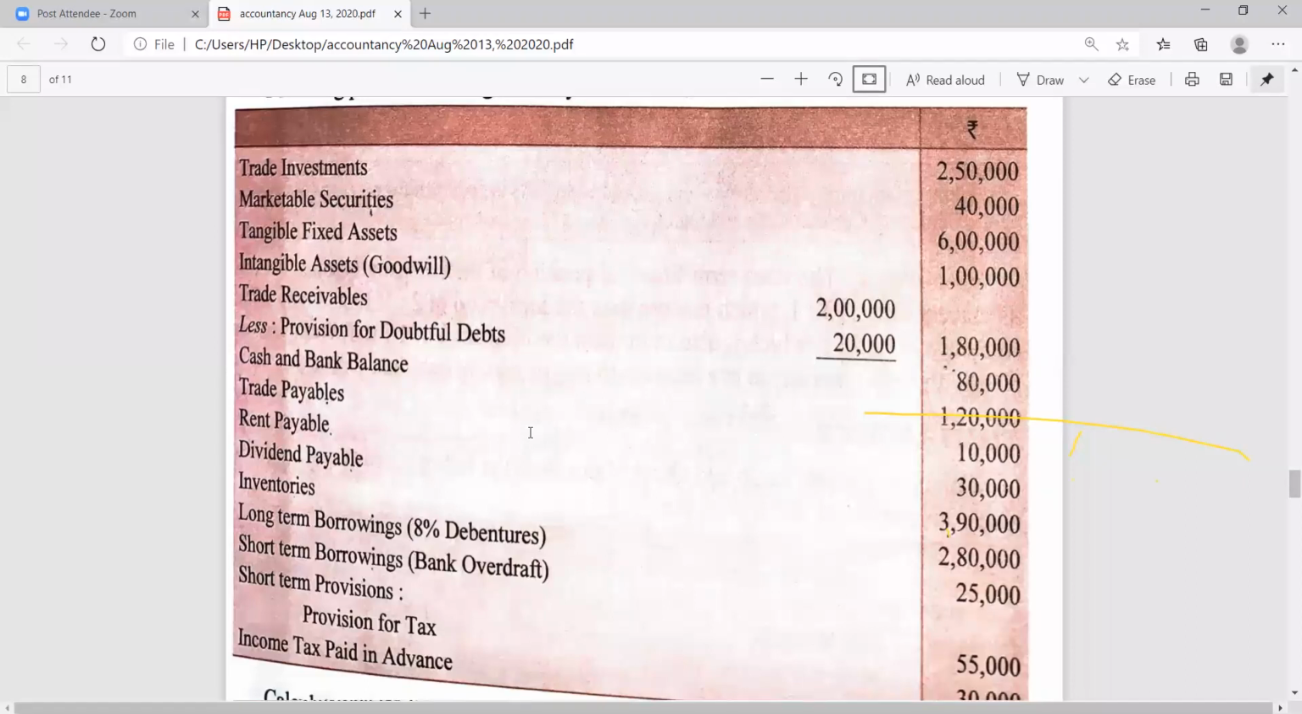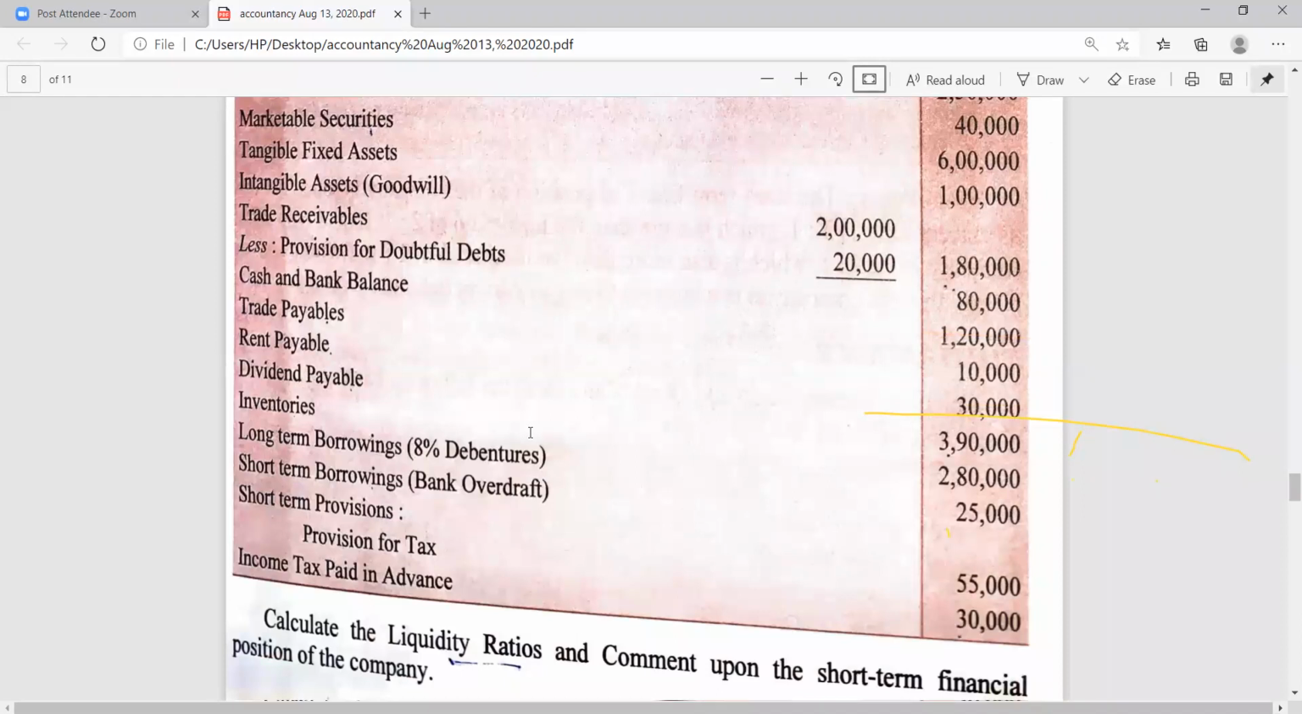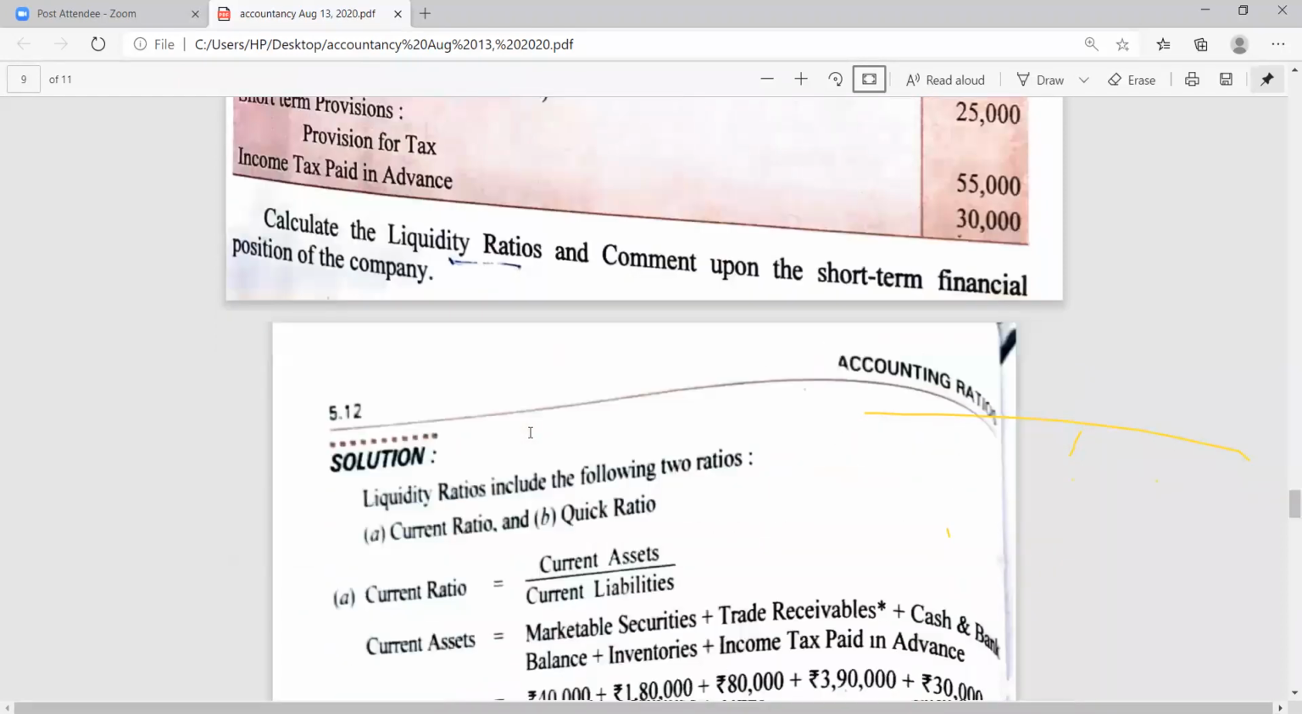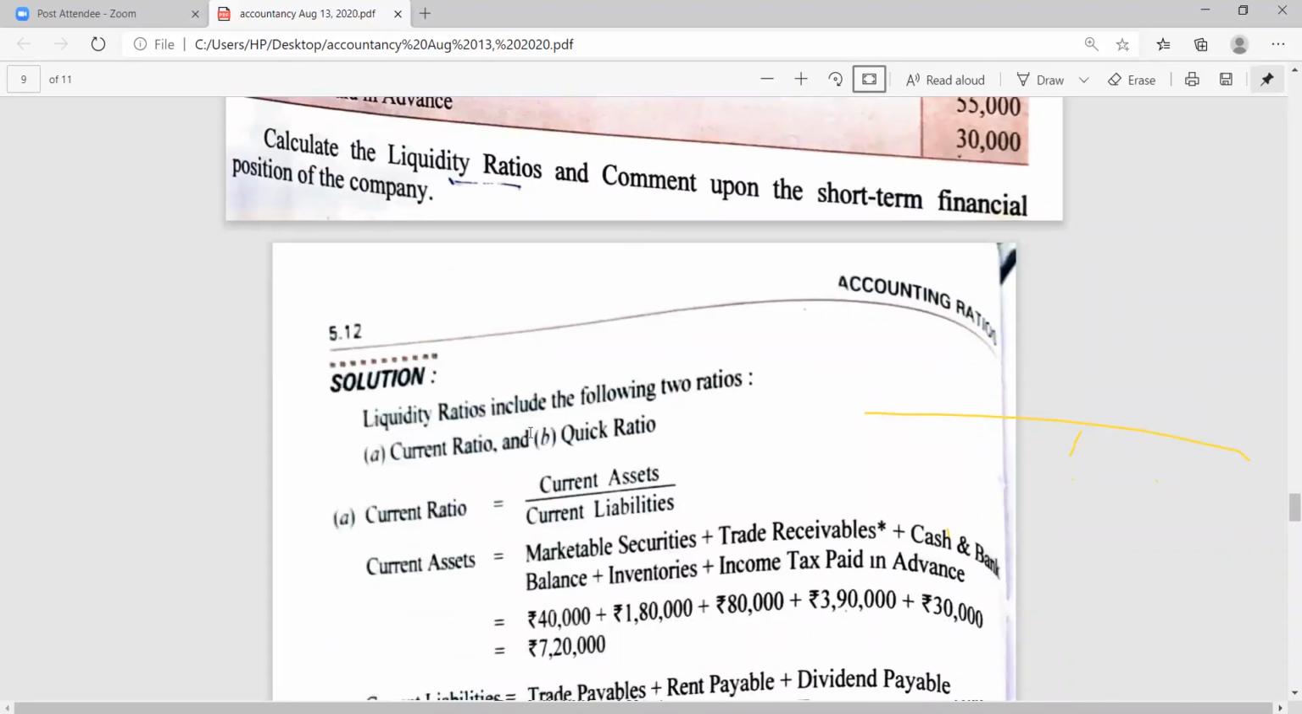Long-term borrowings, that is your 8% debentures, short-term borrowings, bank overdraft, short-term provisions, provision for tax, income tax paid in advance. So these are the different items given to you and you have to calculate the liquid ratio. See how the current ratio is to be calculated. Marketable securities, you just keep on marking in your books as well. Marketable securities, trade receivables, cash and bank balance, inventories, income tax paid in advance.